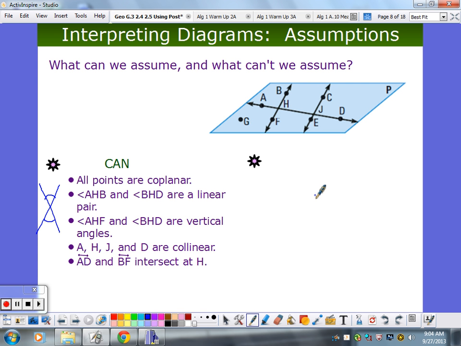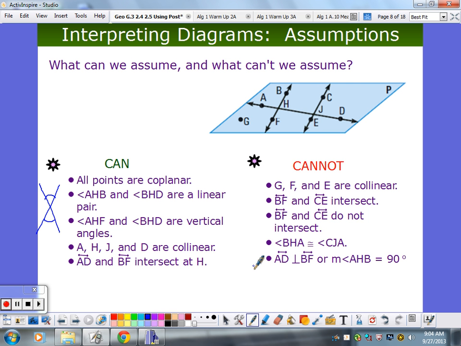And we can think about, well, let's see, I came up with a list. Again, this is not necessarily a complete list, because I don't think I even have the ones about the parallel lines. We should put that in here. Can't assume that, what do we say, that BF is parallel to CE. Right? You can't do that either. That's a good one.